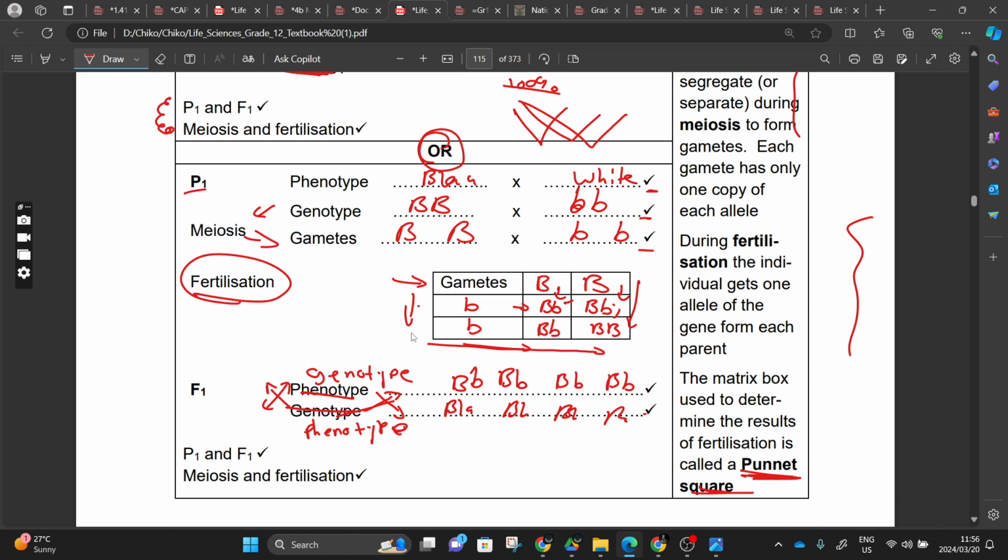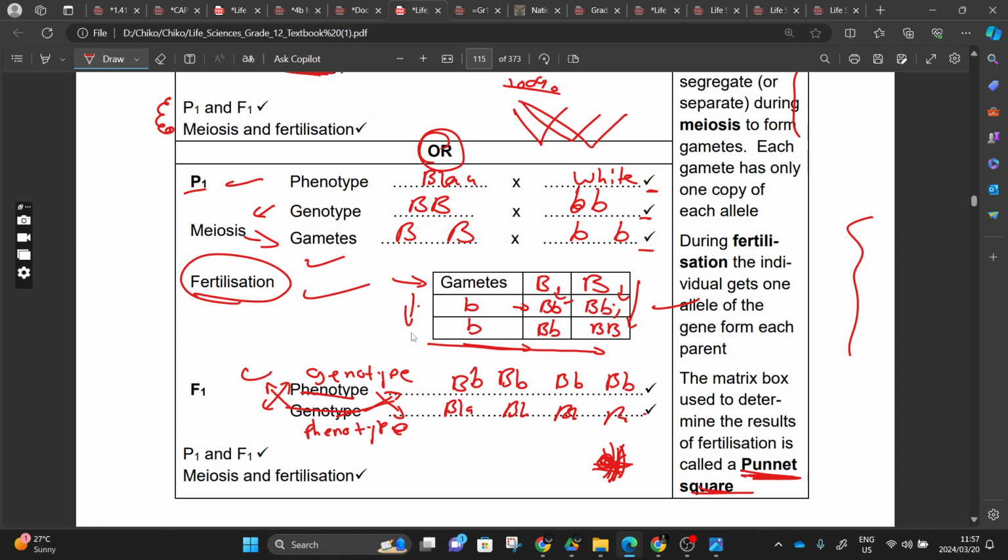Then you get your mark. And if the F1 and the P1 are at the right place, we give 1. And if the meiosis and fertilization are at the right place, you get 1. So this might come out of 7 or out of 6. So you know that you have 1, 2, and 3 for crossing, and then 1, 2, 3, 4. Then you get 1 from here, the compulsory one. There's a compulsory mark that comes with this.